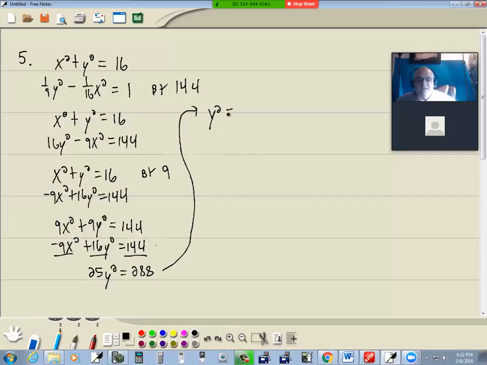Now I divide both sides by 25, so we got y squared is equal to 288 over 25, and y is equal to, by the square root property, you drop your squared and you put a plus or minus square root around the other side. Now we don't want a fraction inside of a square root, so we split it up, put a square root around the numerator, around the top, and around the denominator, around the bottom.